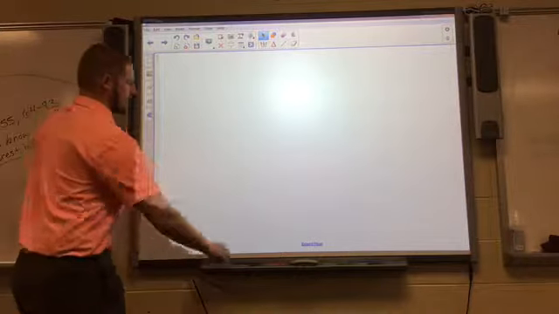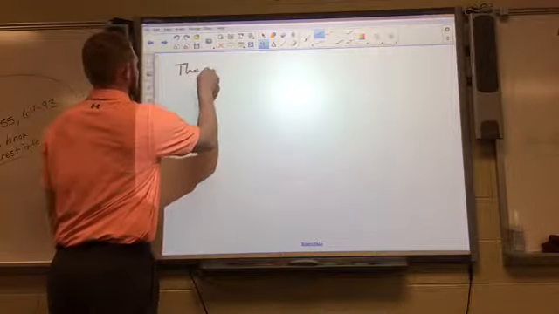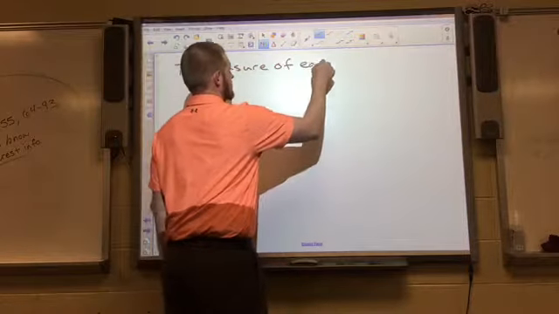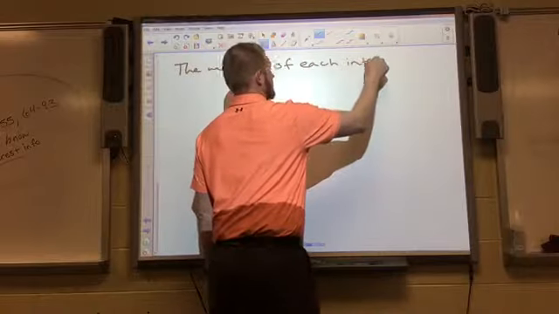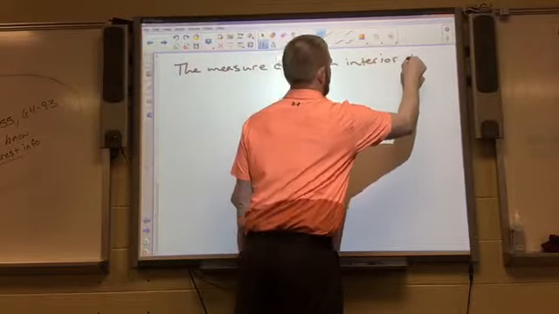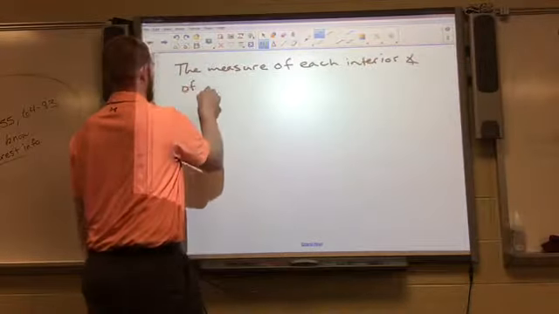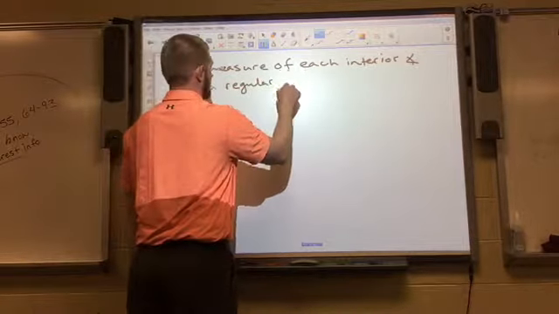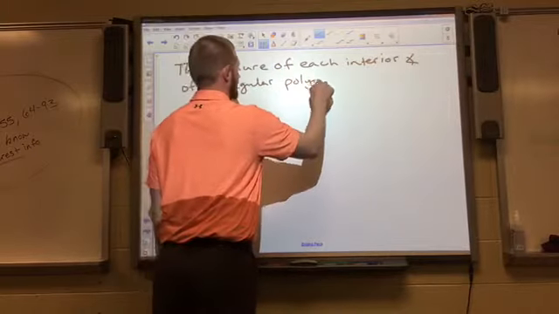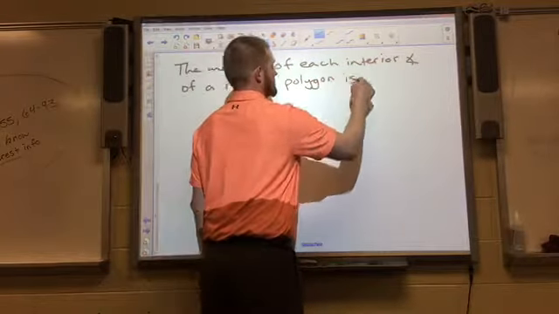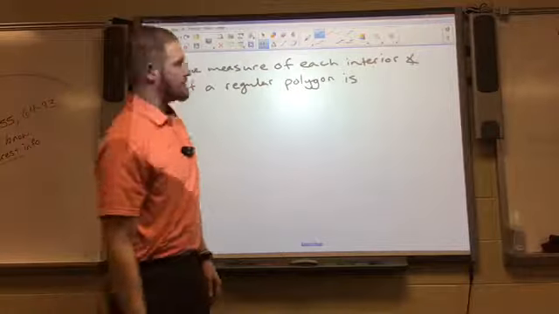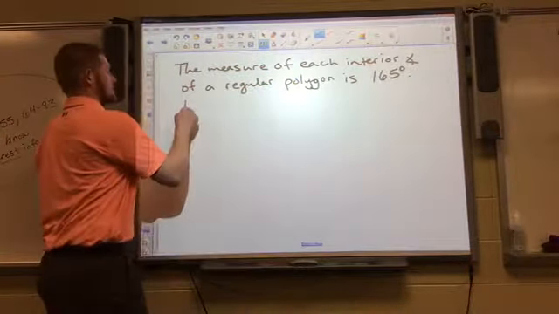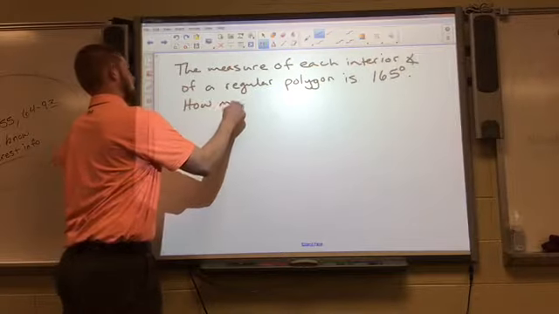Okay, so they tell you that the measure of each interior angle of a regular polygon is 165 degrees. They want to know how many sides does that have?